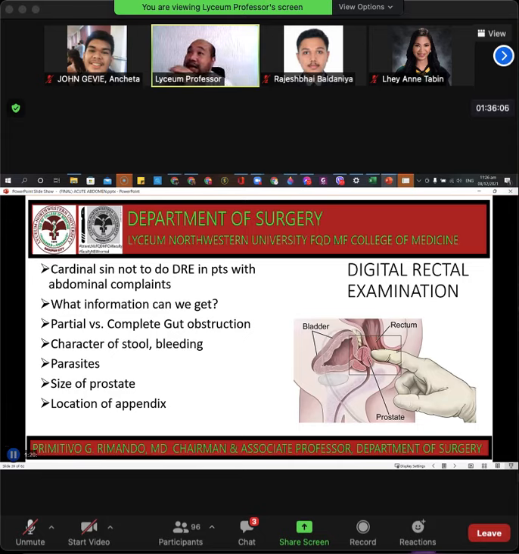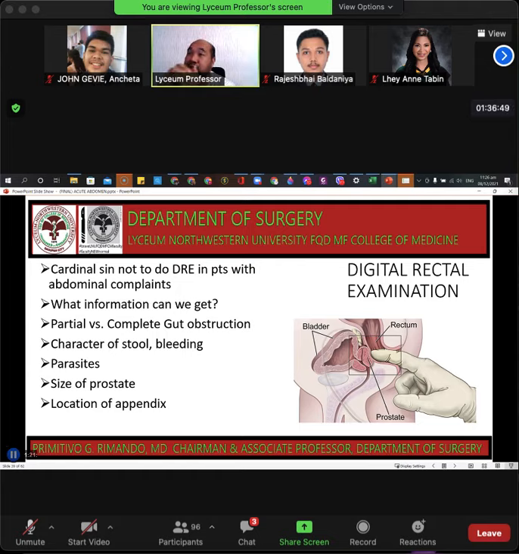And of course, the last part of your physical examination is your digital rectal examination. For example, during the face-to-face, in the pre-pandemic, it is always a cardinal sin not to do a DRE in patients with abdominal complaints. And I always tell my students, this is the time for you to be doing your digital rectal exams, because sometimes pediatrics, sometimes internal medicine will not ask for this.